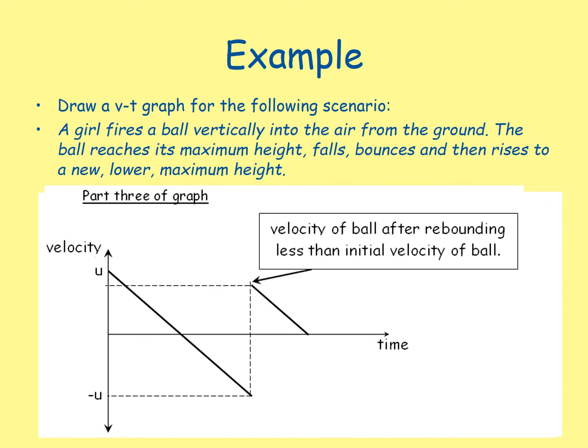Then we have the velocity of the ball after rebounding, and this is specified in the question. It's less than the initial velocity of the ball. You can see that by these dotted lines here. It's slightly less. And we have, again, a negative gradient there to show it's going to fall again.